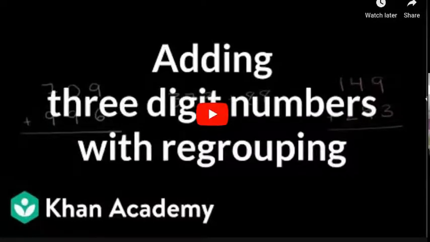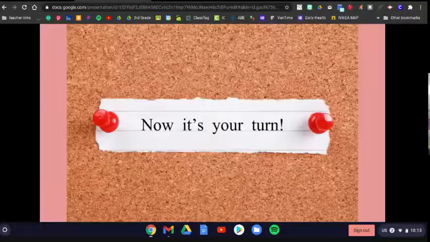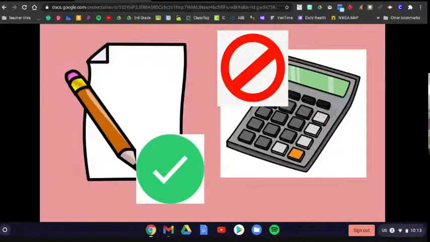So that's a strategy that you can use when you line your numbers up, and make sure that you regroup by borrowing, because you can only have one number in each house. So that video helps us to see what it looks like when you do it. And now it's your turn. Okay, you will use scrap paper and a pencil. You may not use a calculator.